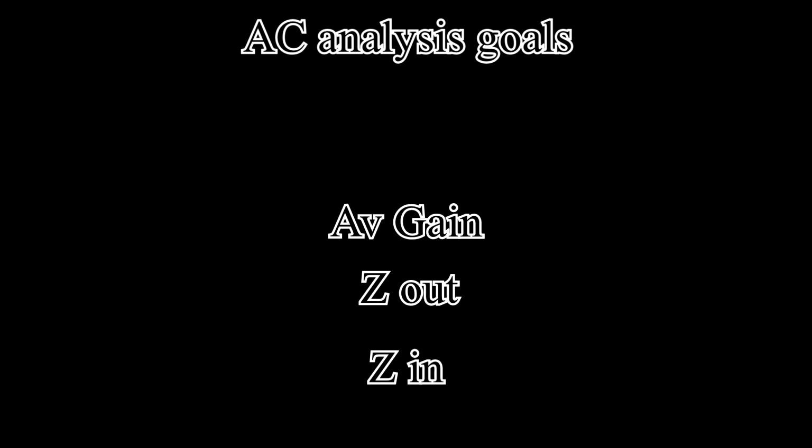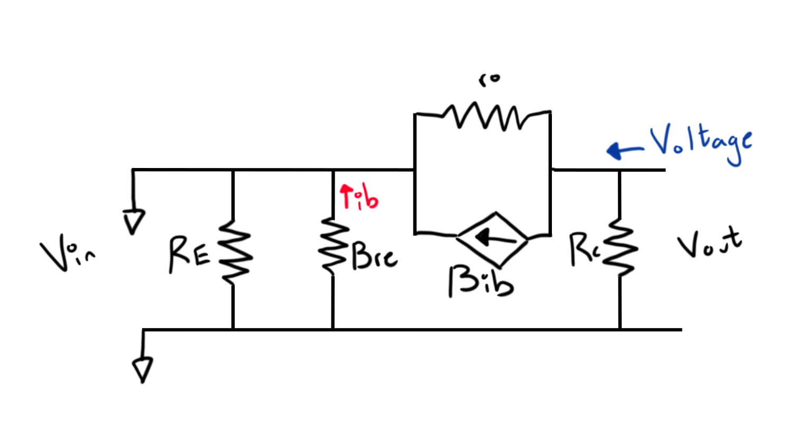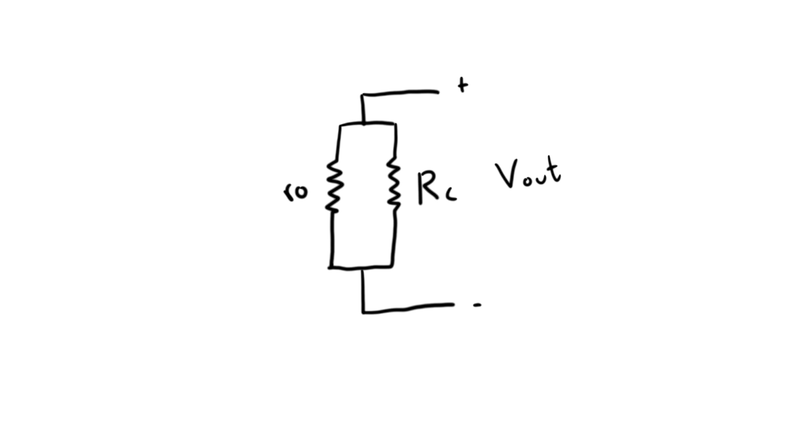In AC analysis, there's three things we want to figure out: the AV gain, the Z out, and the Z in. Let's start with the Z out, because in my opinion, it's the easiest to calculate. You need to imagine there's a voltage coming in from the V out, and that there's no voltage over V in. That would cause this whole node to be a 0. So if you look at the resistance, the Z out is RC in parallel with RO. But if you remember, RO is arbitrarily high. So we'll just chalk this one up to RC.